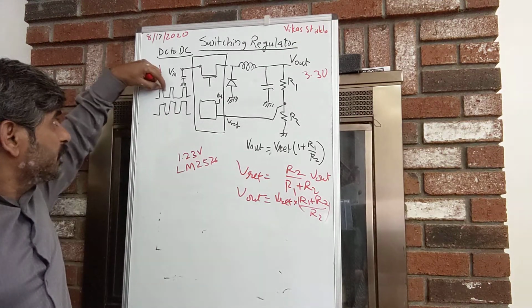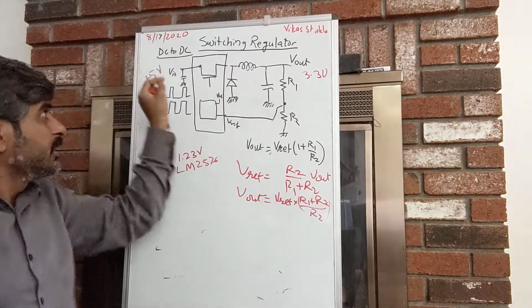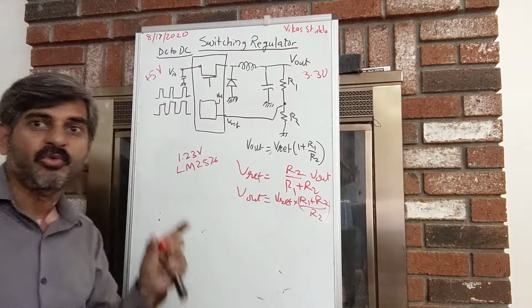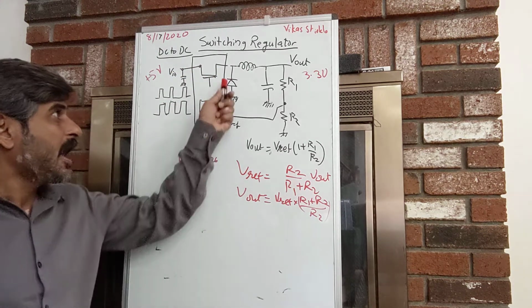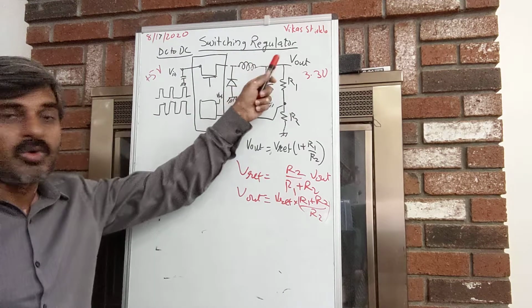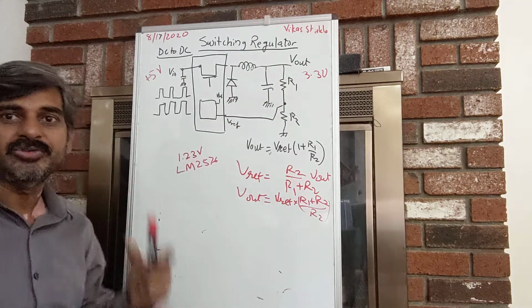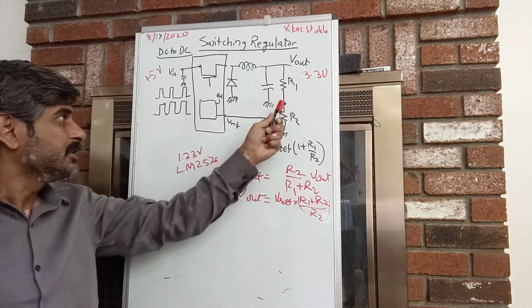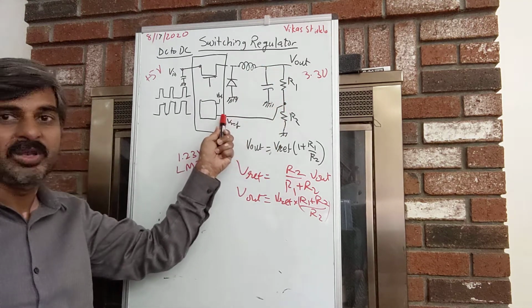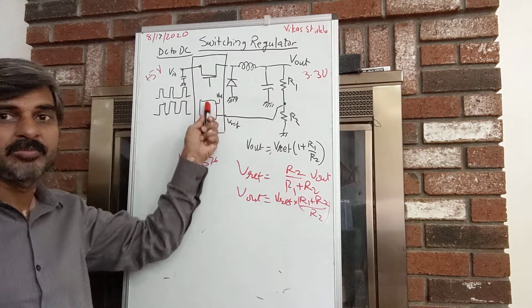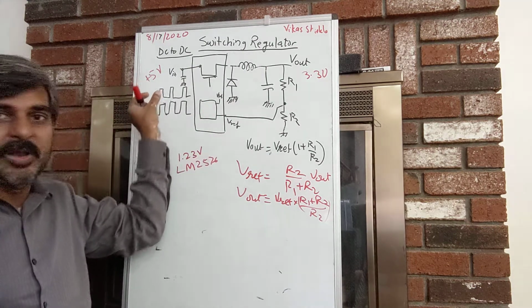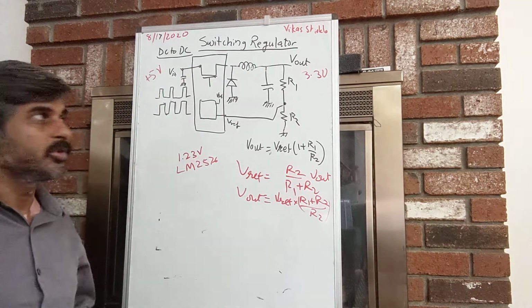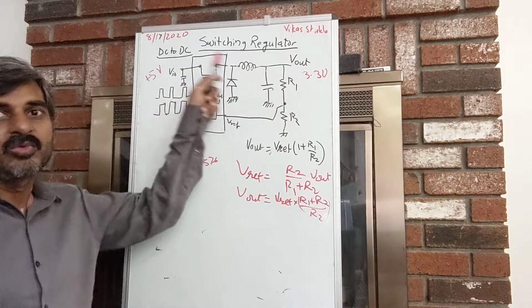Now, because of this increased pulse width, this FET is on for a longer duration. As a result, the output voltage tries to increase, and as it increases, it gets closer to the reference voltage. The difference becomes smaller, so the increased pulse width gets smaller. That's how this whole thing works in a loop.